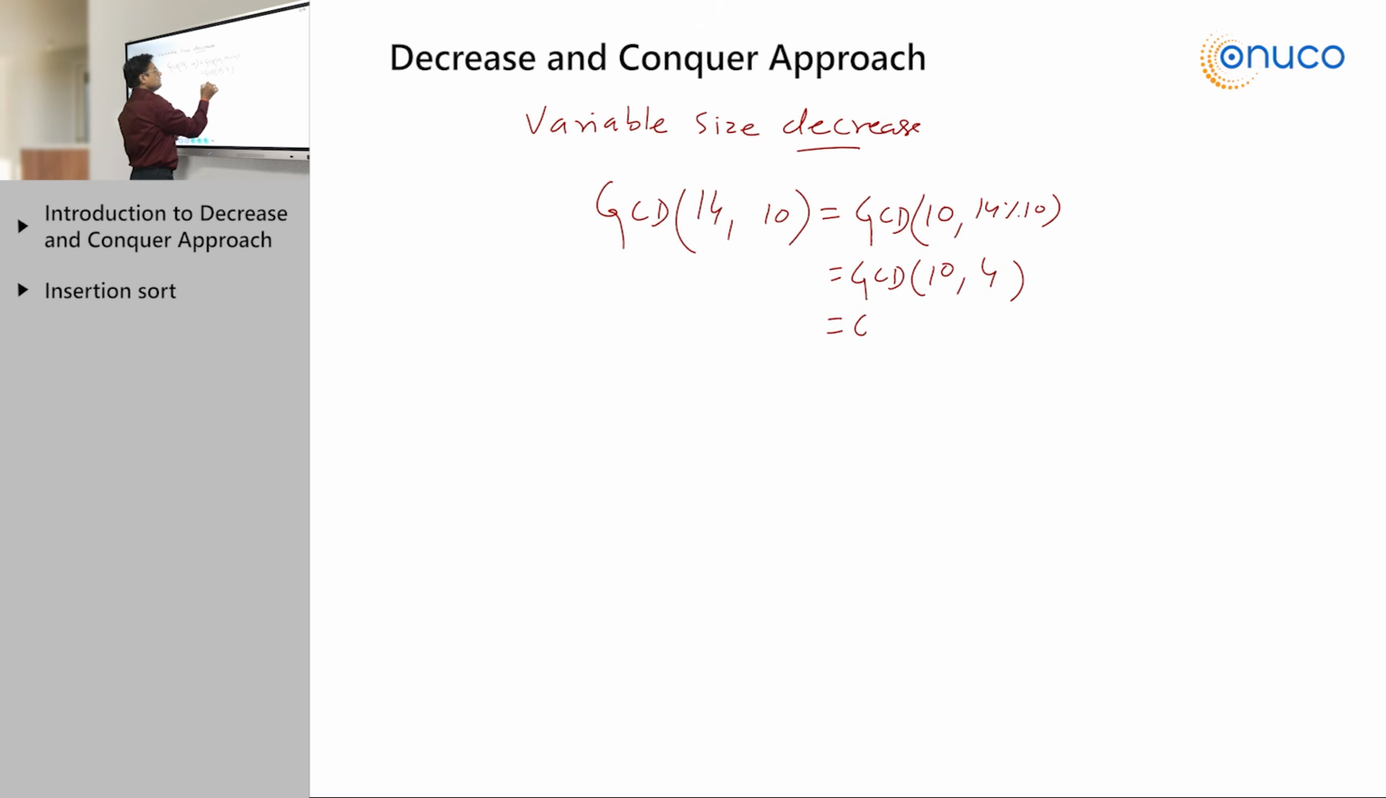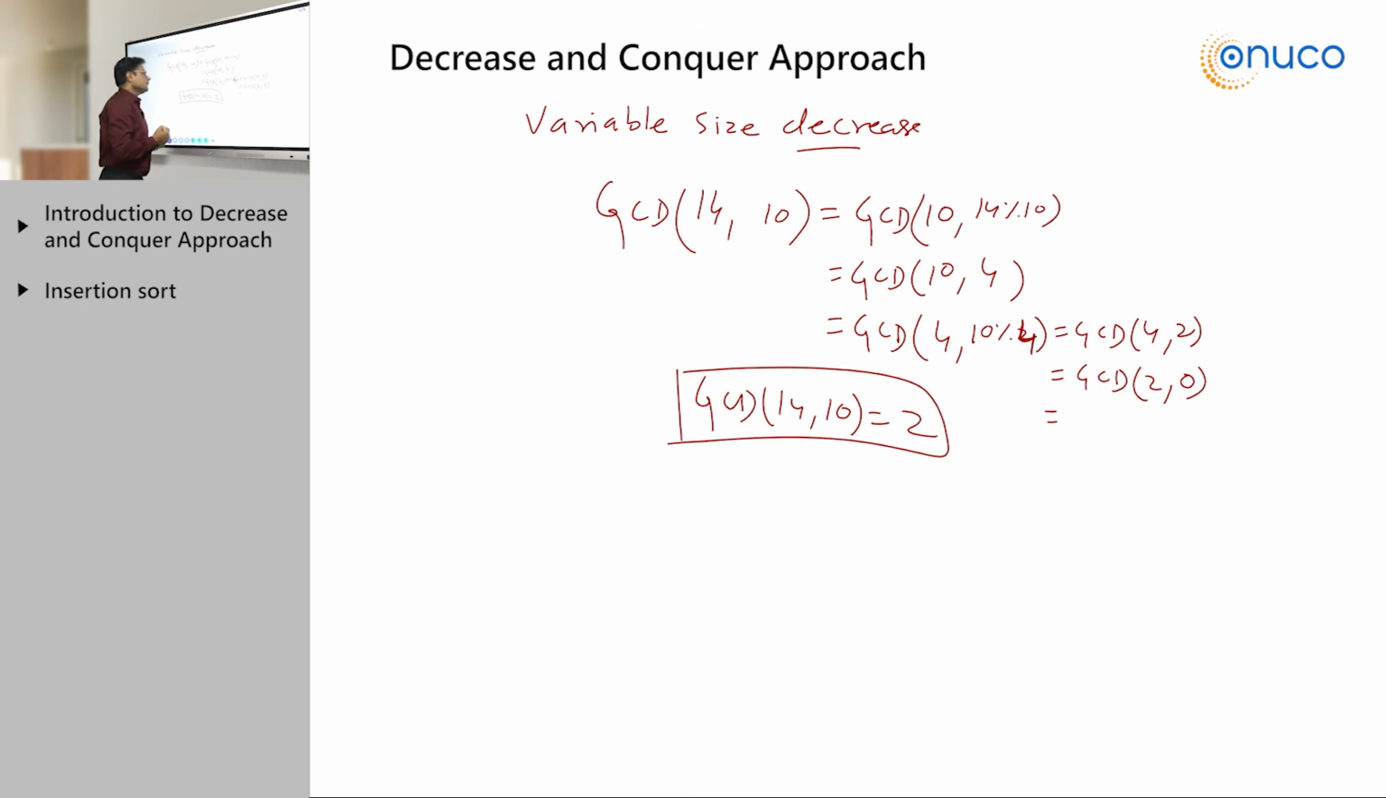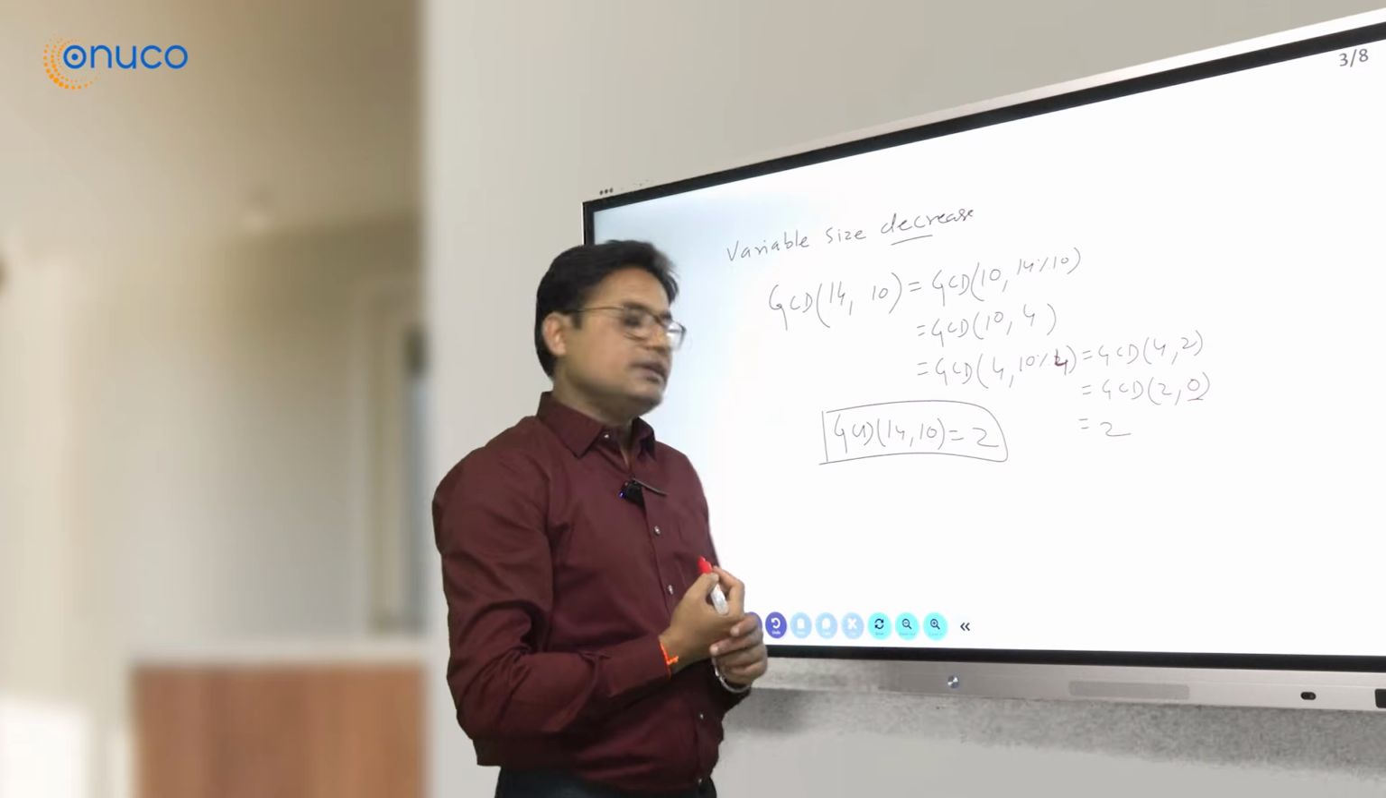Next iteration will be GCD of 4 comma 10 mod 4, it is GCD of 4 comma 2. Hence we are getting GCD of 2 comma 0. Hence we can say that GCD of 14 comma 10 is equal to 2, right? Because the other part is 0, hence GCD is 2. So this comes under variable size decrease.